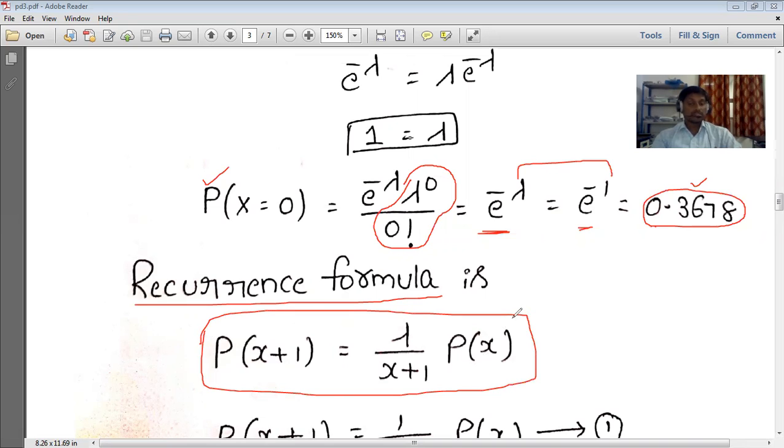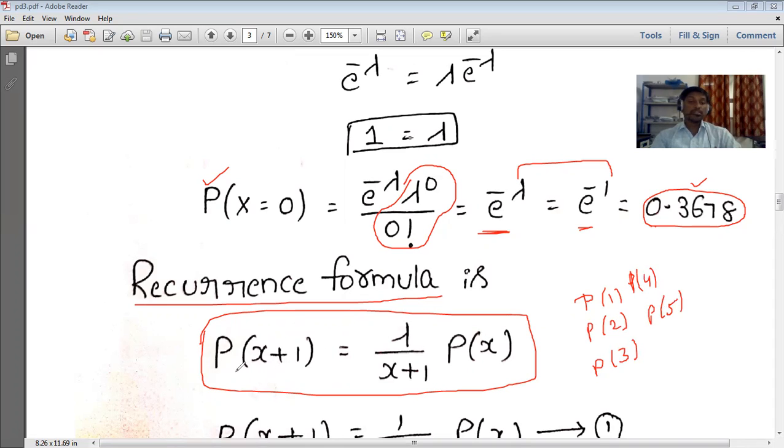Already we proved this one also. P of x plus 1, p of x we chose. By dividing those two, we got this one, lambda by x plus 1. Okay. Now by taking this one, we are going to calculate p of 1, p of 2, p of 3, p of 4 and p of 5. So these are the values we are going to calculate.